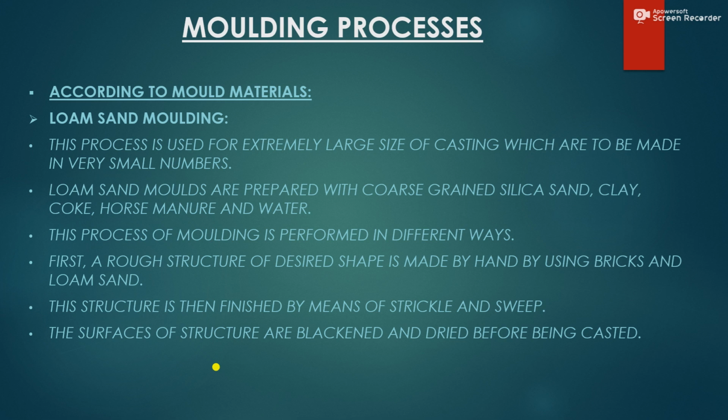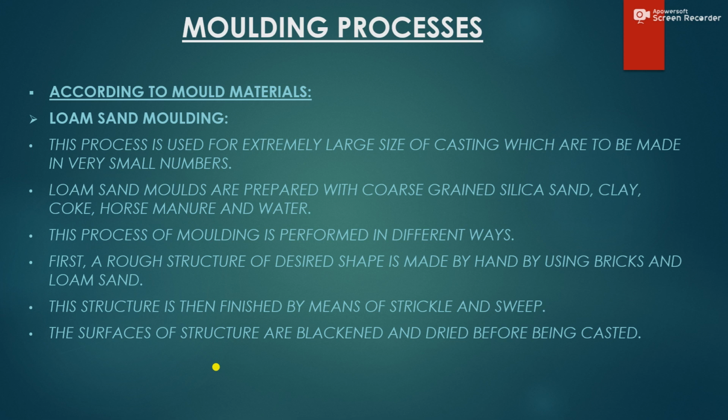Large size castings you can make using the loam sand molding, but the only limitation being that the parts are large in size, and you need to manufacture the parts in only small numbers. Basically parts whose size is large but you need them in only small numbers, you can use this for those.